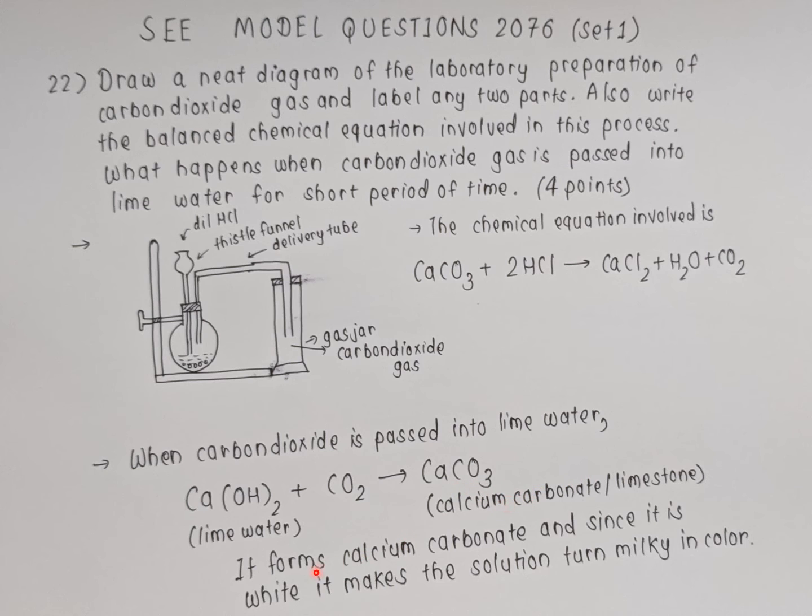At the end of the reaction, you find the calcium carbonate is formed, and since it is white, the reaction makes the solution turn milky in color. It's actually a good test to make sure that indeed the gas collected is carbon dioxide, since carbon dioxide will change the lime water into a milky color by creating calcium carbonate.